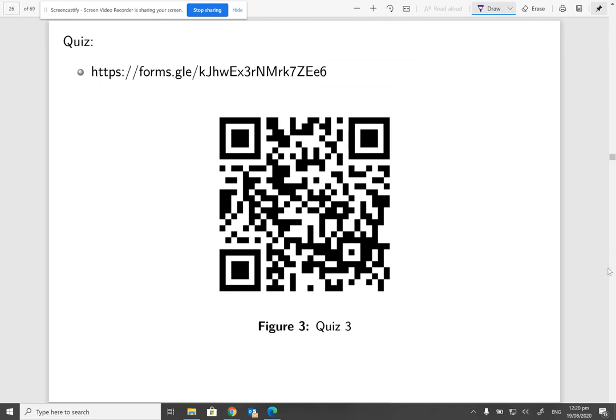Okay, so this was leave-one-out cross-validation. Please do this little quiz.